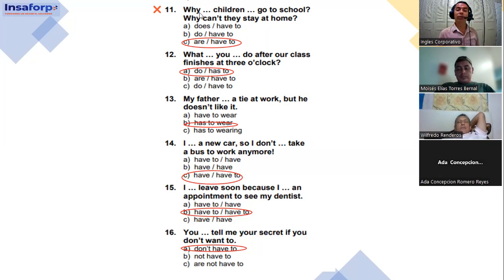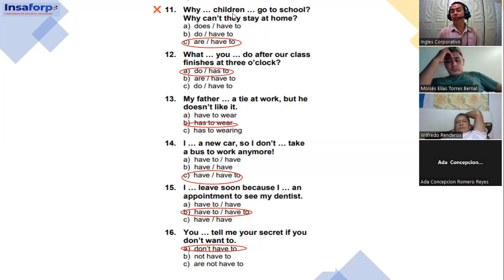¿Está bien? Ah, okay. Pero, don't worry. But do you understand? Because children is plural. So we have to and need to. The auxiliary is do or does, right? No verb to be. Does or do. In this case, because children is plural, do. Why do children have? The children is they. It's plural, yes. Okay. Number 12.